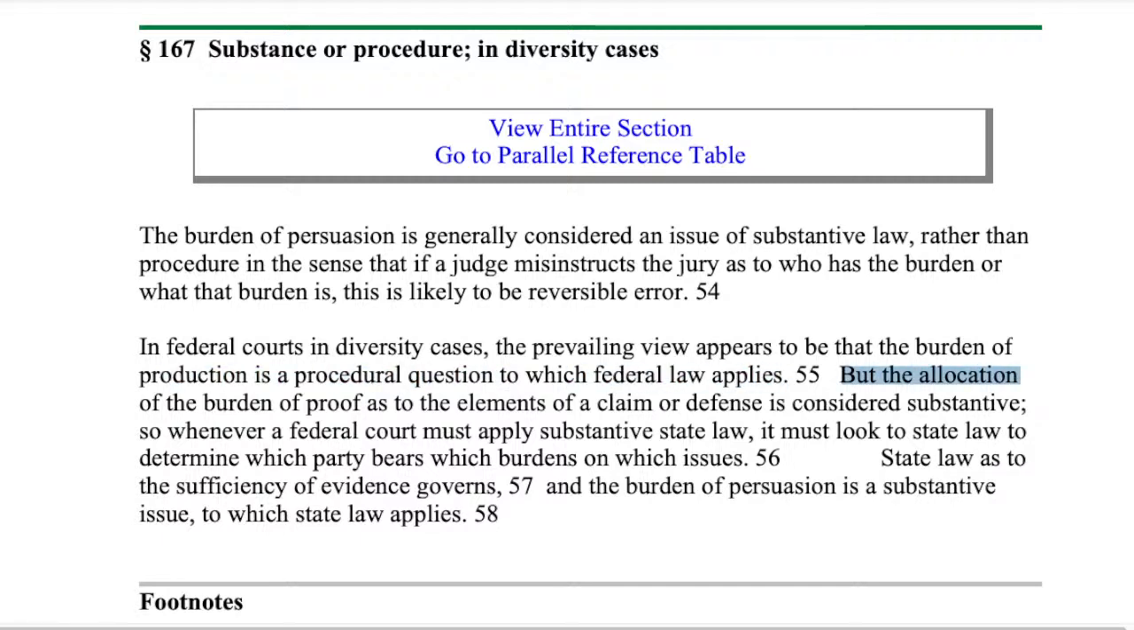But the allocation of the burden of proof, remember who is allocated to which aspects of these burdens, as to the elements of a claim or defense is considered substantive. So whenever a federal court must apply substantive state law, it must look to state law to determine which party bears which burden on which issues. Wow. So this is where the state laws would guide the federal court. State laws as to the sufficiency of evidence govern, and the burden of persuasion is a substantive issue to which state law applies.